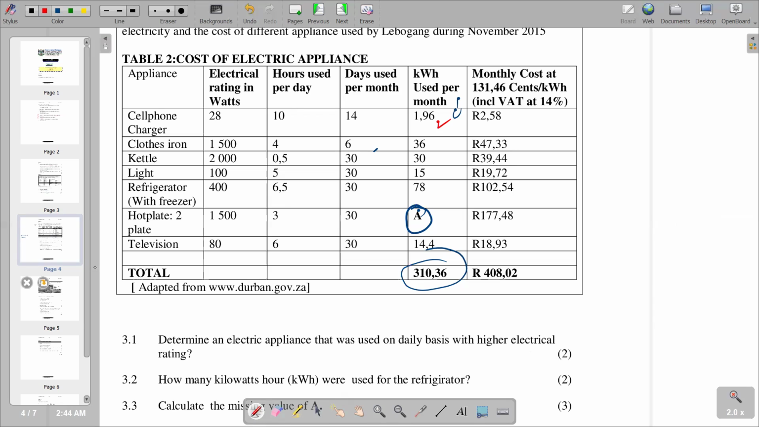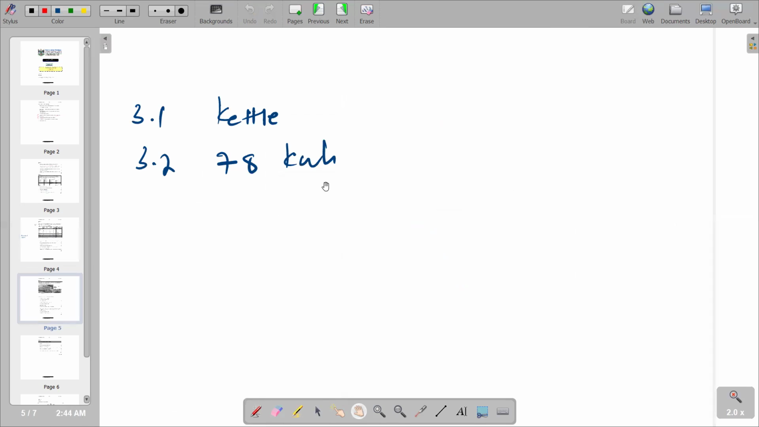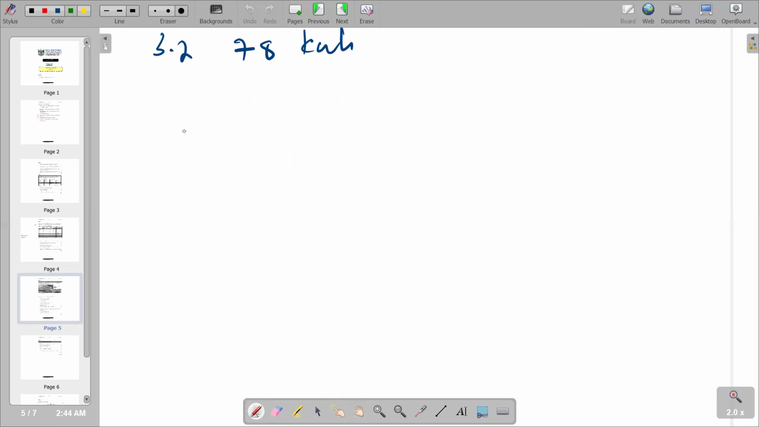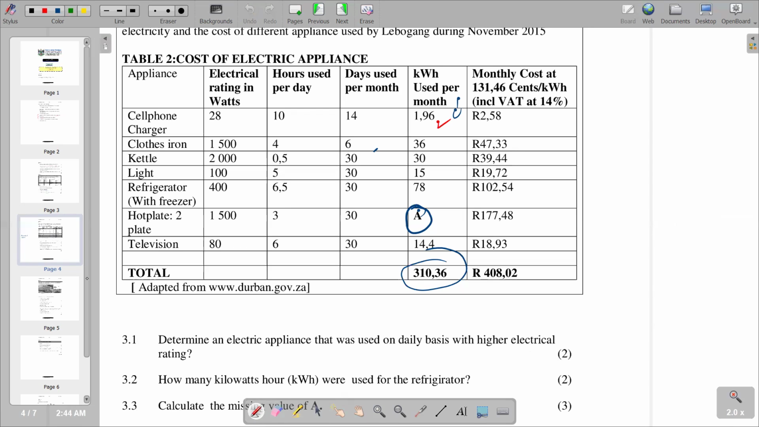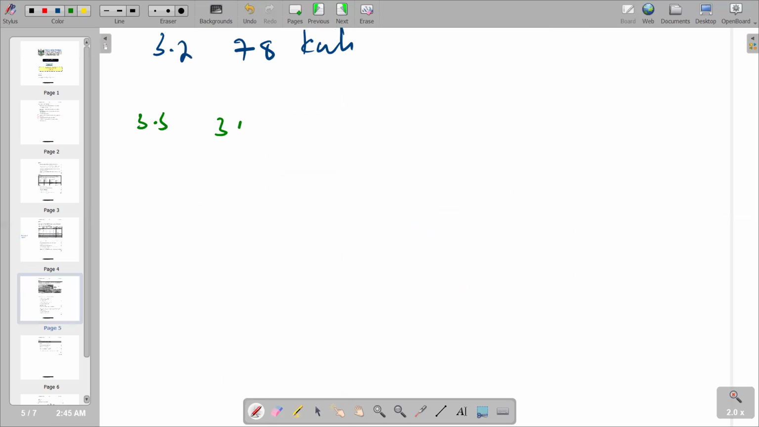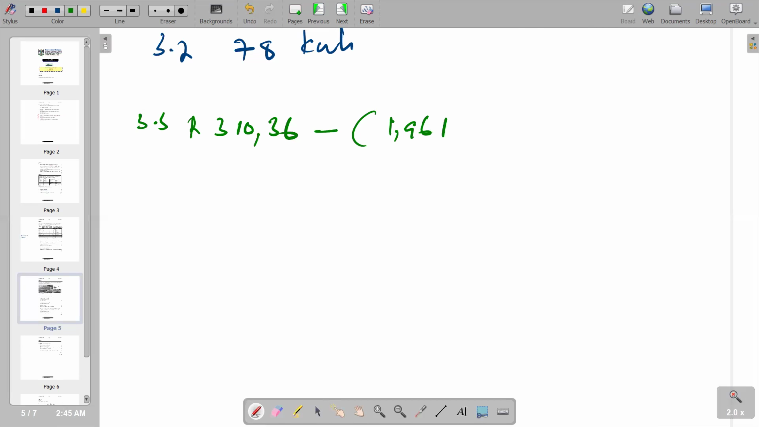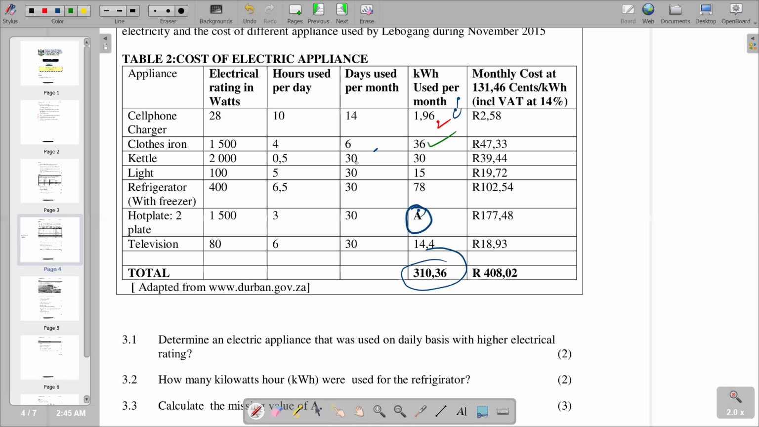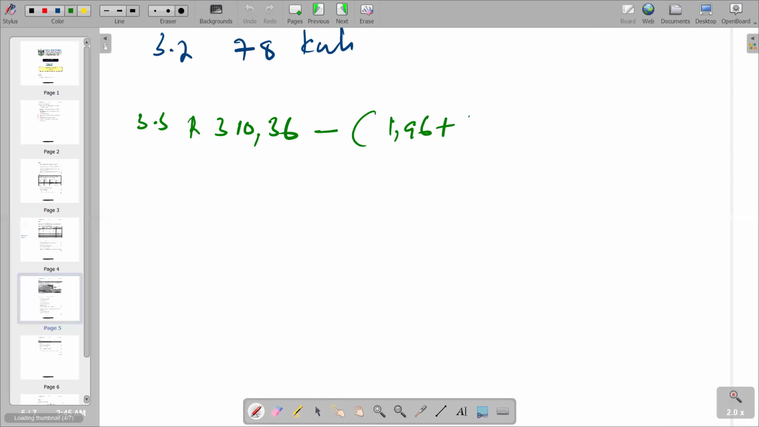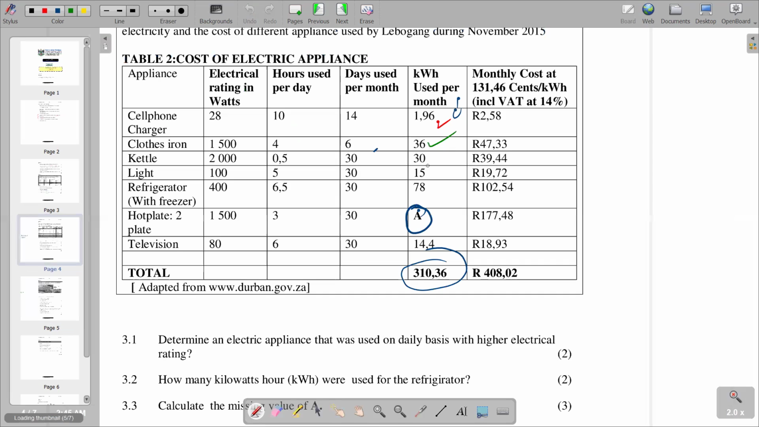So this is exactly as we are going to present in the other section. On 3.3, we are saying 310.36, and we subtract the total of the elements that we have in that column: 1.96 plus 36. Then we add again 30 plus 15.